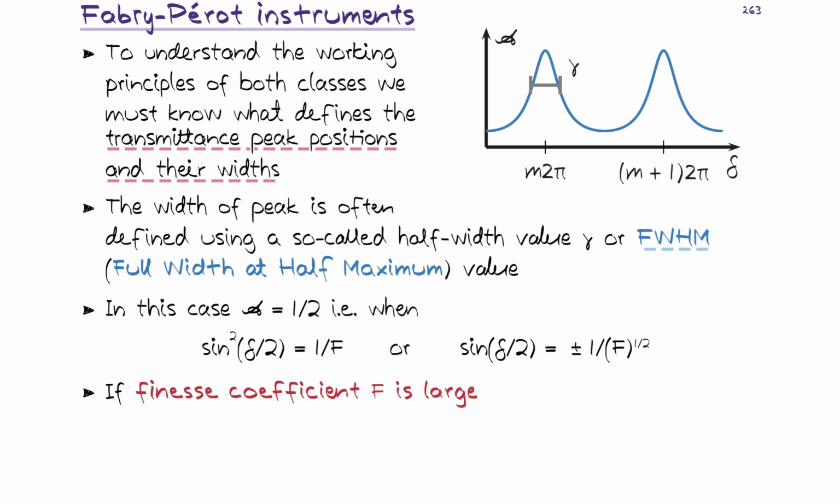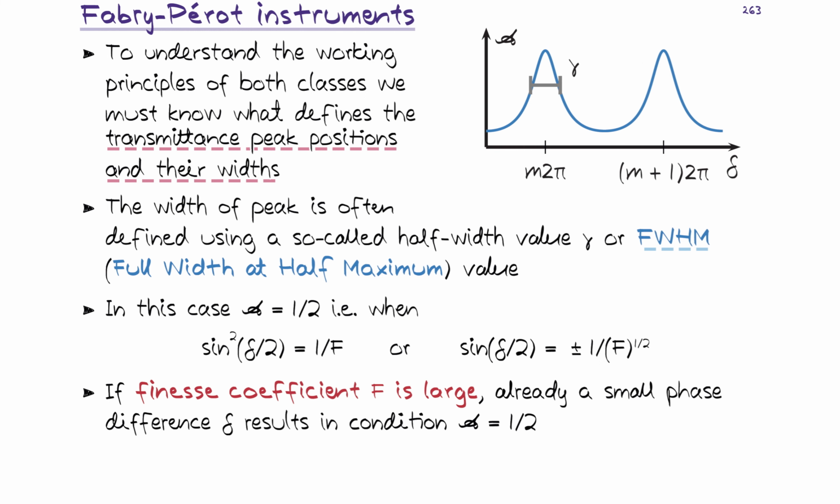And now I can look at this: if the fineness coefficient F, capital F, is large, we see that already a small phase difference delta results in a condition where the Airy function A equals 1 over 2. So essentially, when the sine, and we are now adjusting the phase difference delta here, when that is a value of m pi plus minus delta over 2, when this fineness coefficient is large, we can approximate that this sine is essentially just the phase difference itself.